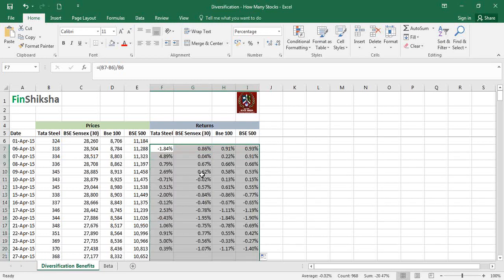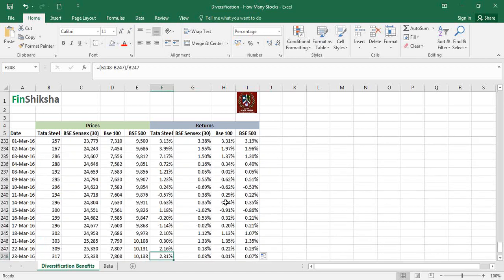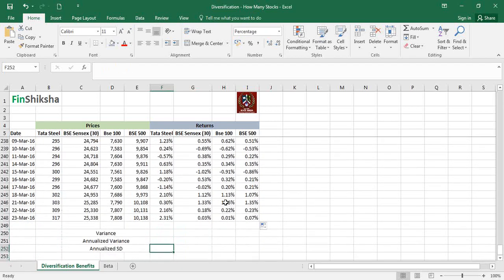Now, we can double click it. So we have returns for all these four different portfolios over the period of the last 1 year. Now we can try and find out the variance of these portfolios. The first thing we try and find out is the variance. Remember, these are daily returns, so what we will get is daily variance.